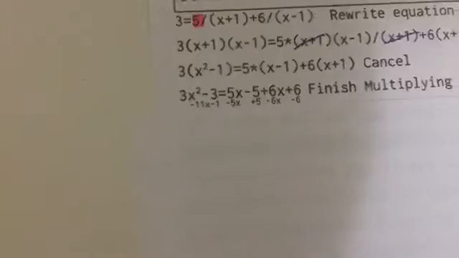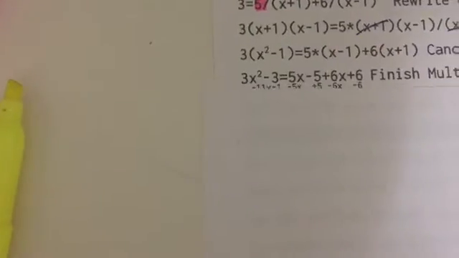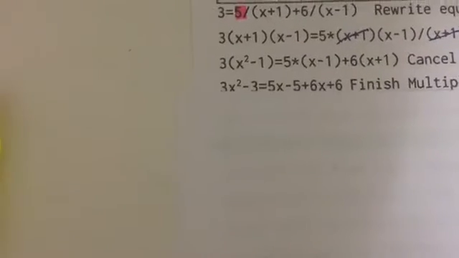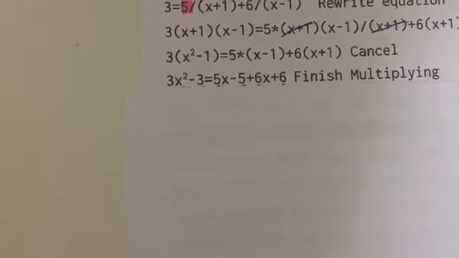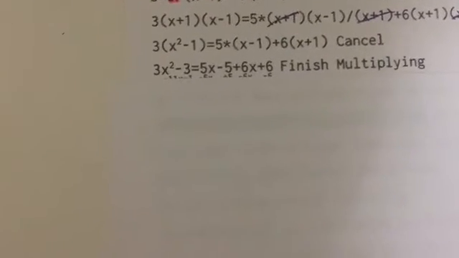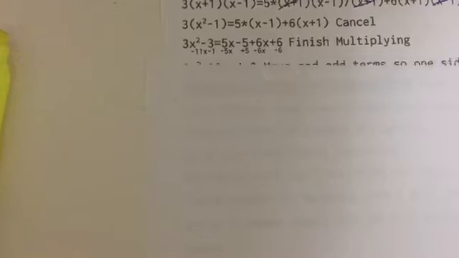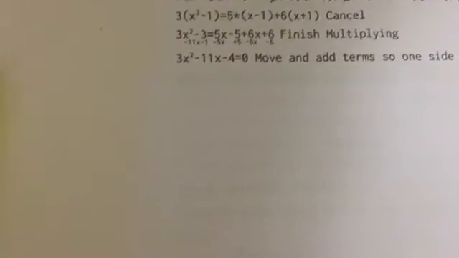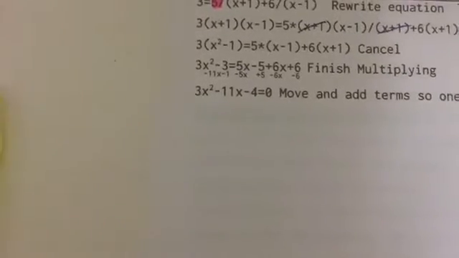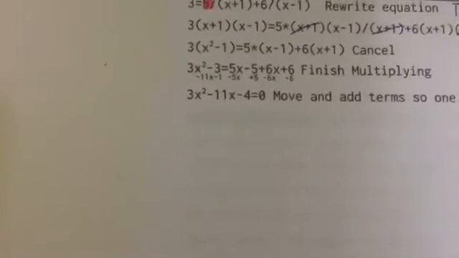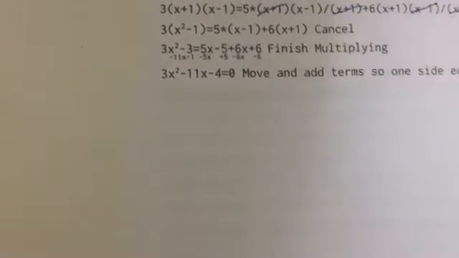So then once we finish multiplying, my paper keeps slipping on me, we are left with 3x squared minus 3 equals 5x minus 5 plus 6x plus 6. And then we're going to just move some stuff around in this equation so all the terms are on one side, and so it can equal 0. And we're left with 3x squared minus 11x minus 4.